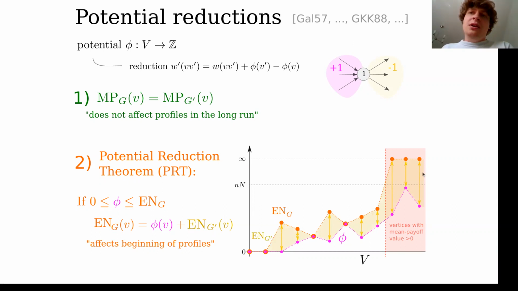Okay. So why is this interesting for us? Because this gives a very nice technique for devising algorithms. So what's the technique? Well, what we care about is computing these energy values. And if we can find a potential phi which is like this, so positive and smaller than energy values, then when we apply the potential reduction, these energy values get smaller. So somehow we get closer to our goal.